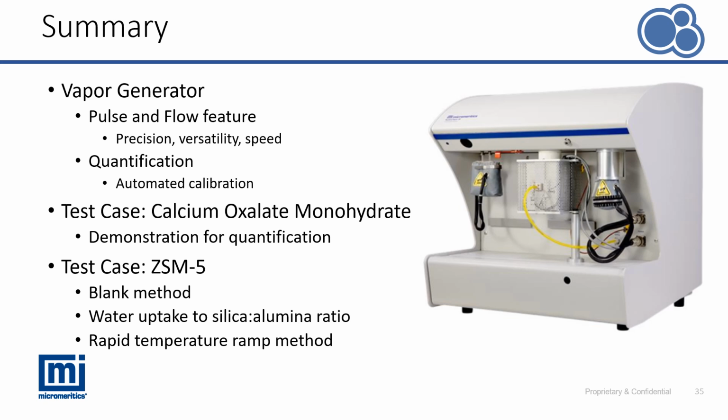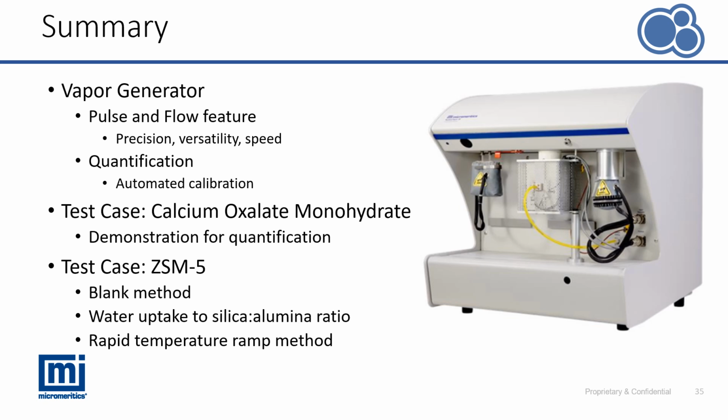In summary, we introduced the vapor generator and an overview of how it works in both pulse and flow, the calibration user interface and results, as well as a few best practices regarding fits with the test cases we used today. The calibration is automated with user specifications that are well adapted to different types of vapors. Calcium oxalate monohydrate is a great material to demonstrate the quantification and the system's performance as a whole. Values are very agreeable with theoretical calculations, with a number of operators and instruments in different environments for demonstration.